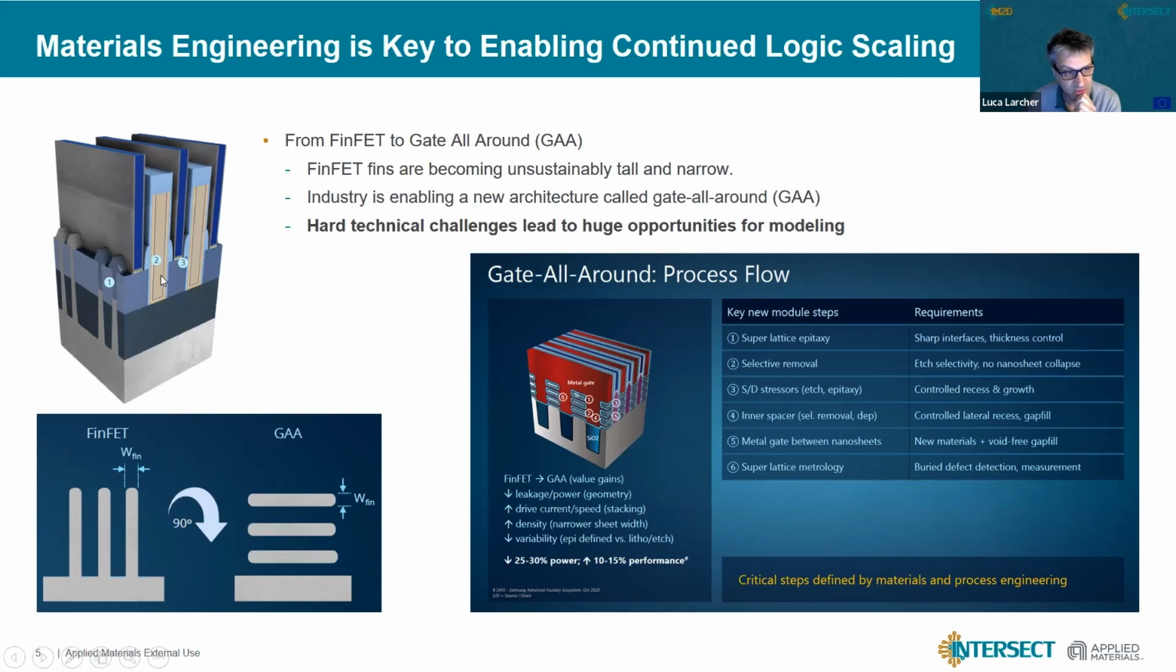FinFET fins, that you can see here on the left, become taller and higher. The manufacturing of these kinds of devices was no longer sustainable. And so what happens is that we move here from the vertical, taller fin to this gate-all-around, nanosheets stacked on top of each other. This was a huge revolution.